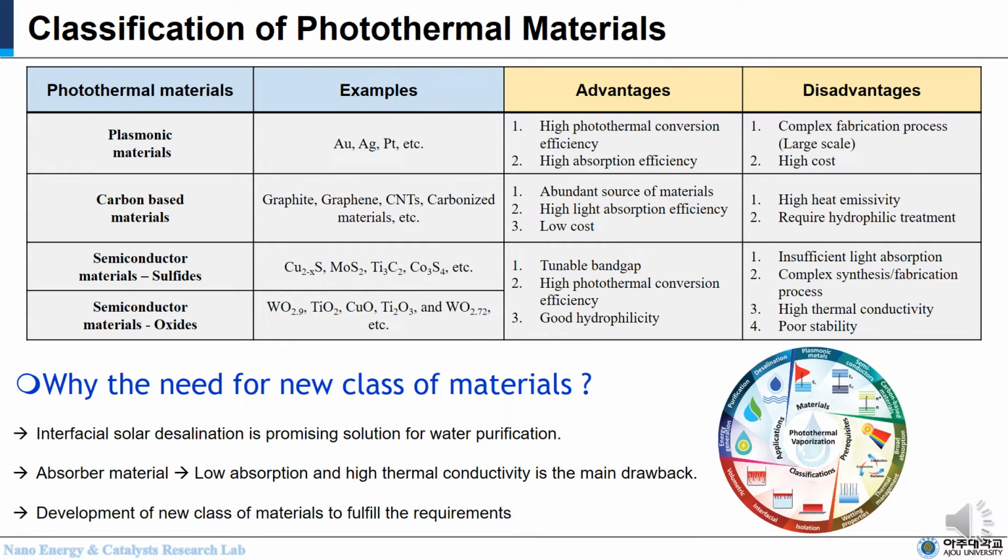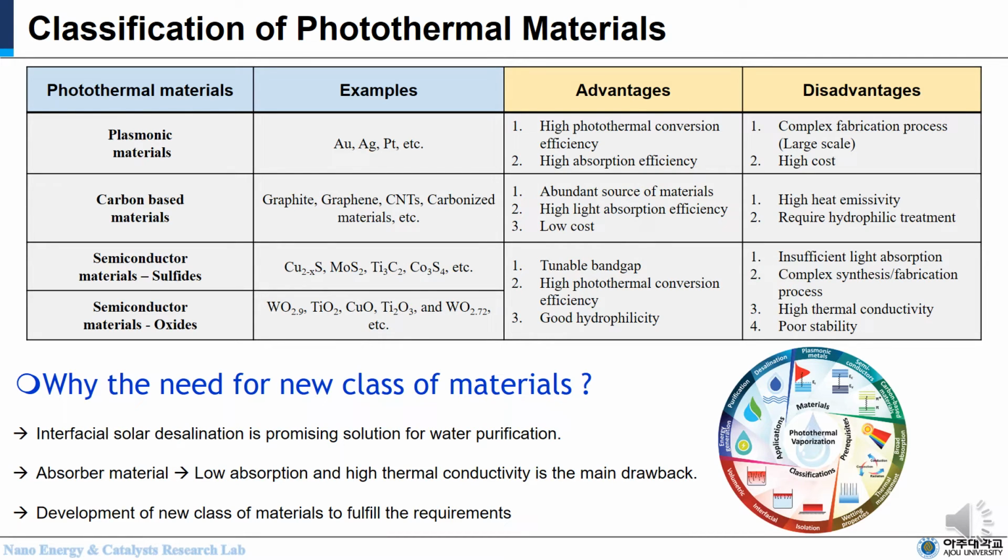The carbon-based materials include graphite, graphene, carbon nanotubes, and carbonized materials. So the main advantages are they are abundant in source and have high light absorption efficiency, and compared to the plasmonic materials, they are relatively low cost. Then moving on to the disadvantages, the heat emissivity or thermal conductivity is very high in carbon-based materials, and they also require more hydrophilic treatment before the solar desalination process.